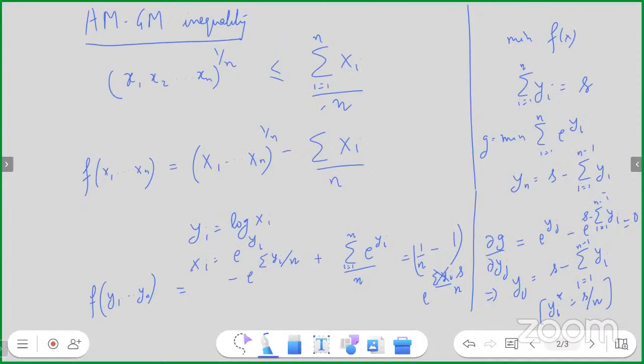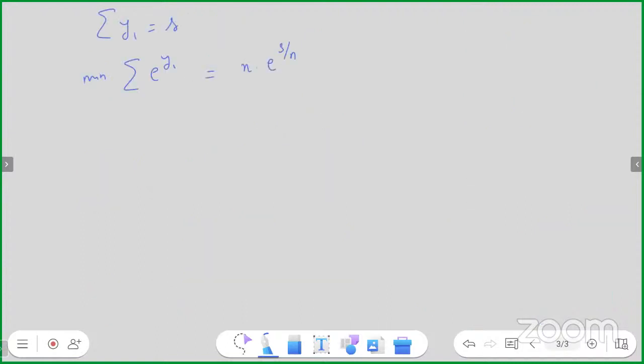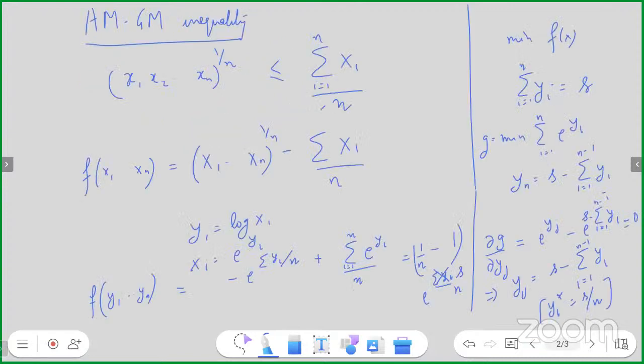This is the whole concept. All I want to show is greater than or equal to 0. For whatever s this is, I got the minimum value of this. Why can't I just subtract that? What is that quantity? So overall, it is this quantity minus n times e to the power n by n, minus e to the power s by n.